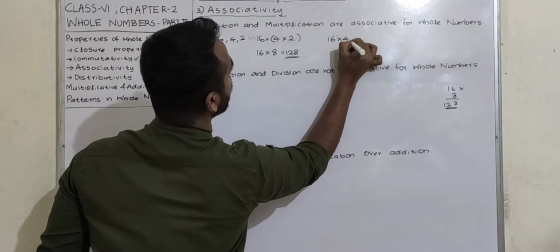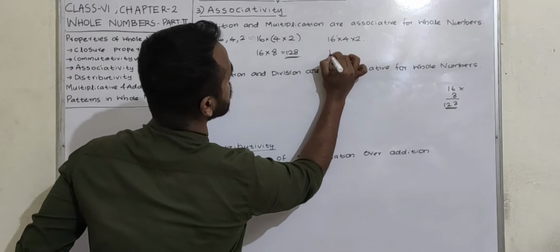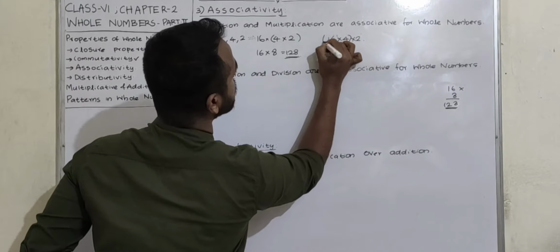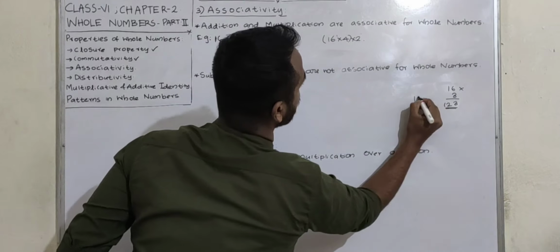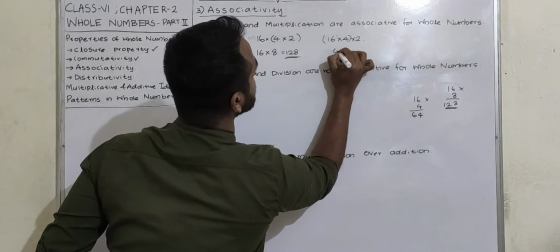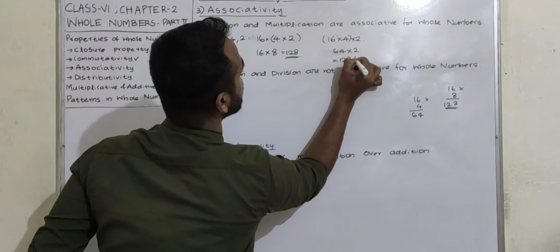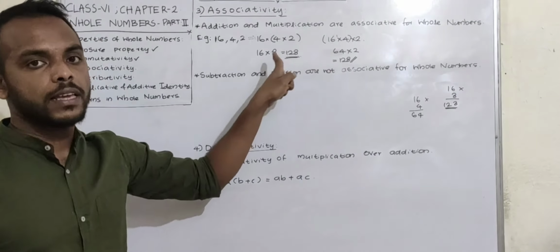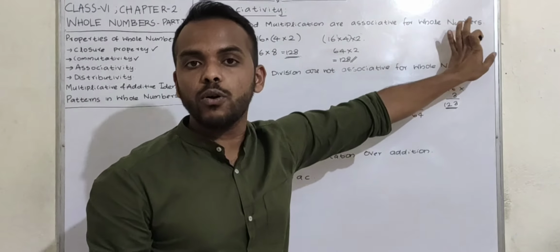16 times 4 times 2. Let's do the first and second numbers first. 16 times 4 is, what is it? 64, and then 64 times 2. What is 64 times 2? It is 128. Have we got the same answer? Yes. So we can say multiplication is also associative for whole numbers.